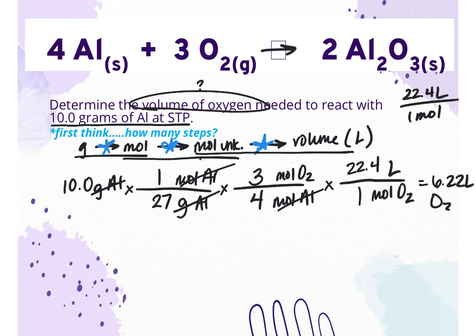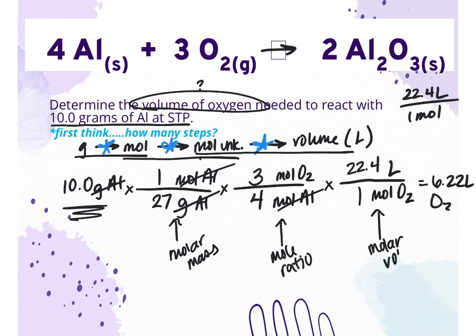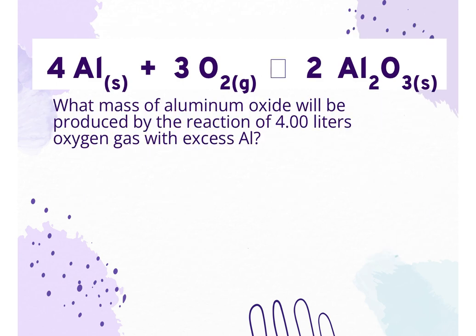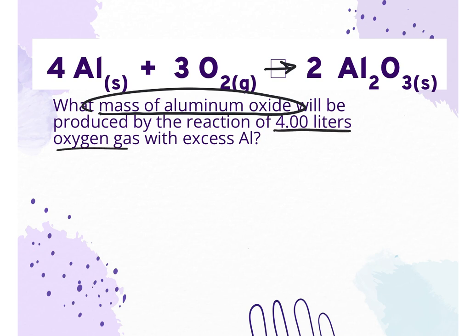This time we're going to be starting a little bit differently. Here we started with our first step being molar mass. Notice our next step, the thing that we always have, is the mole ratio. And then here we have our new conversion factor, molar volume. Molar volume is always going to be this conversion factor. So now let's look at this same equation, but now we're going to be trying to find the mass of aluminum oxide, Al2O3, if we have 4 liters of oxygen gas. So we're just working backwards.